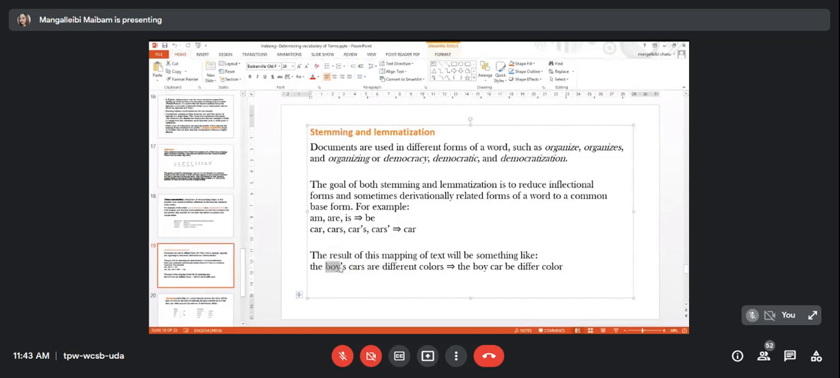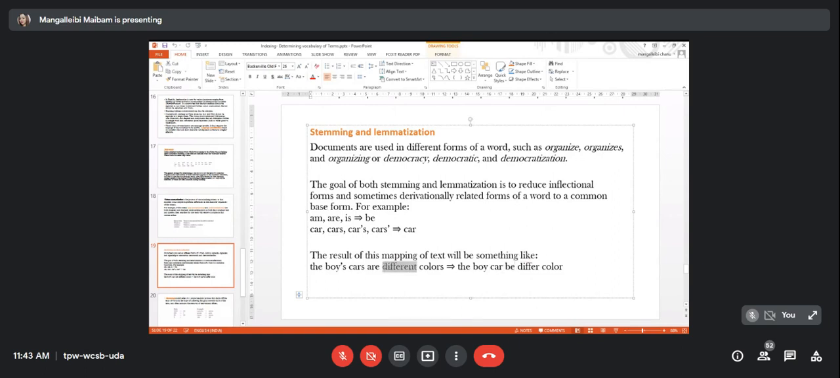So the boy. Cars is a plural form, so you will remove the s and the original form is car. Then "are": this is a form of the verb "be", so the original form is be. These are the derivational forms, so we are converting them into the original form.